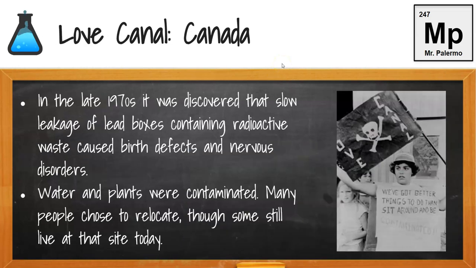The Love Canal is just one example of what can go wrong. This is located in the United States, and it happened in the late 1970s. What happened was there was a leakage of some of these boxes containing radioactive waste into the waterways and the surrounding environment of this town. And it led to widespread birth defects and nervous system disorders.